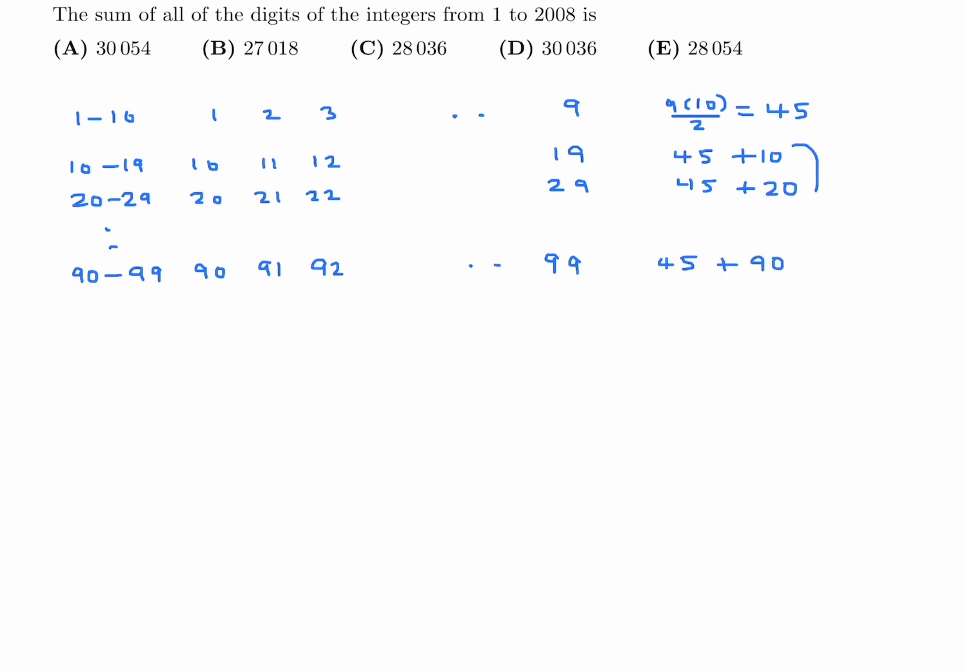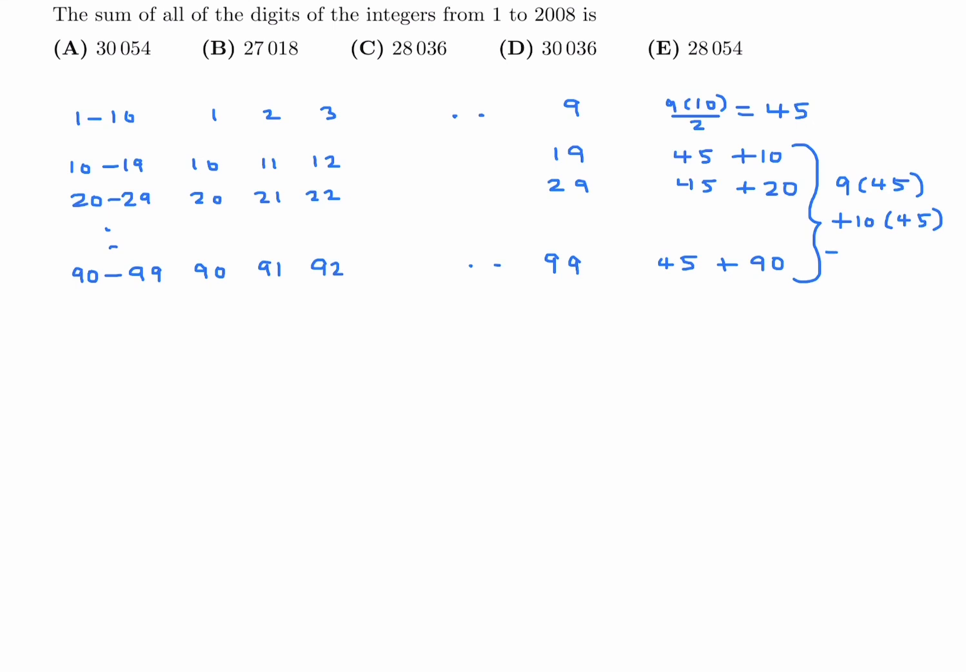So these guys, if you add them all up, how many 45s do we have? Well, we have 9 of them, so 9 times 45. And then 10 plus 20 plus all the way up until 90 is really just 10 times 45, because if you factor out a 10, it's like 1 plus 2 plus 3 all the way up until 9.